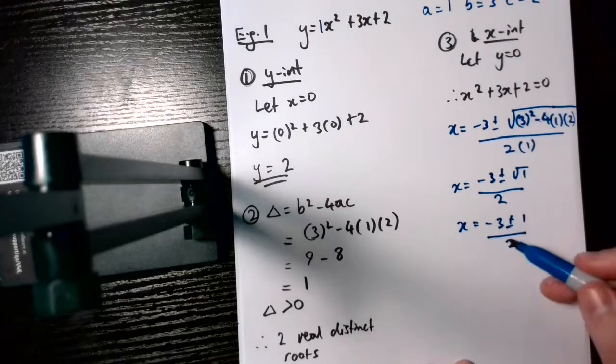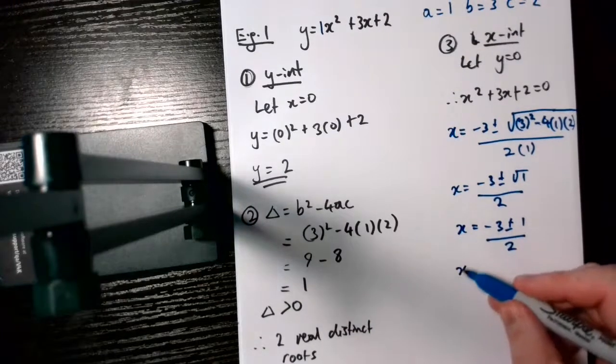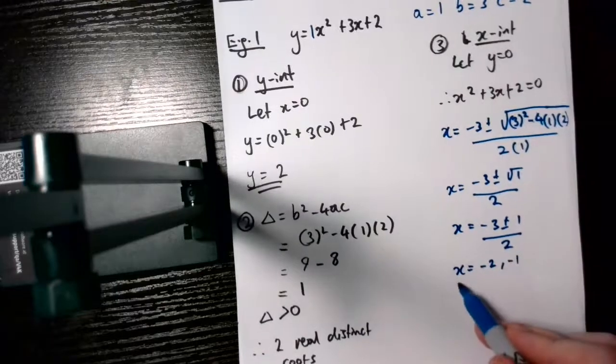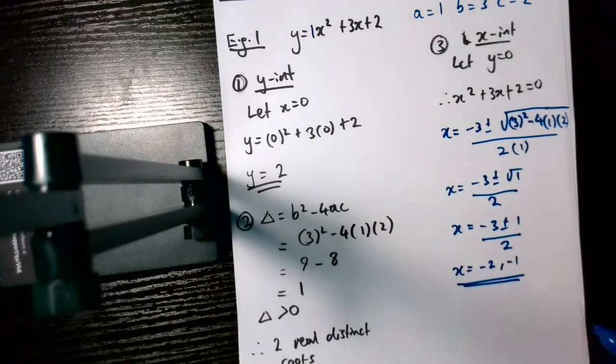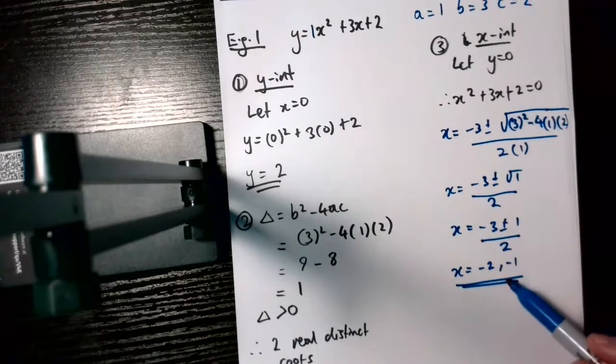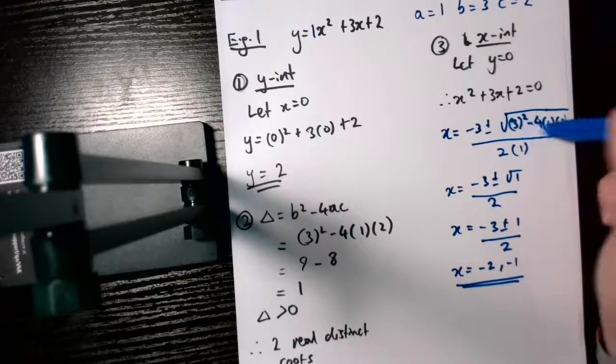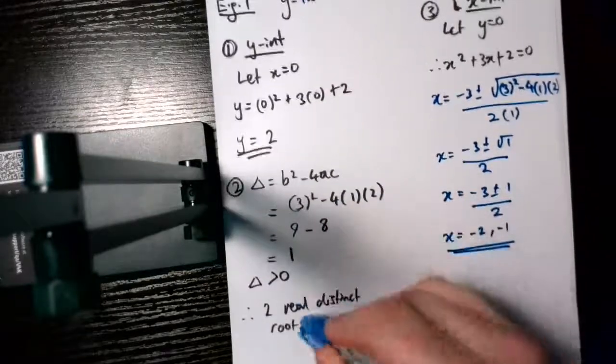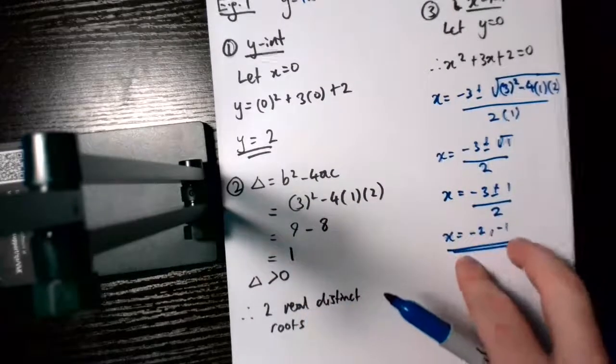After you simplify this fraction and consider the plus or minus, your two solutions should come out to be x equals minus 2 and minus 1. Note that this is exactly what we were expecting because the number underneath the square root, our discriminant, was greater than 0, which told us that we were expecting two x-intercepts.